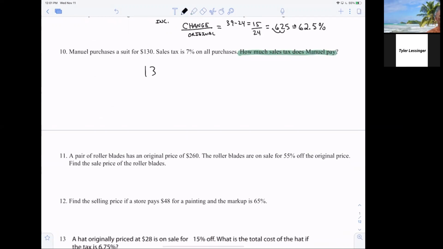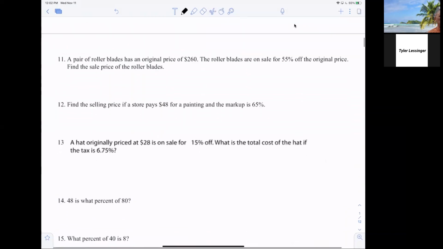So I have to take 130 and multiply it by what? Just 0.07. Because they're only interested in the tax. Is everybody understanding me? All right. So if I multiply 130 times 0.07, what is that? $9.10. All right, here we go.